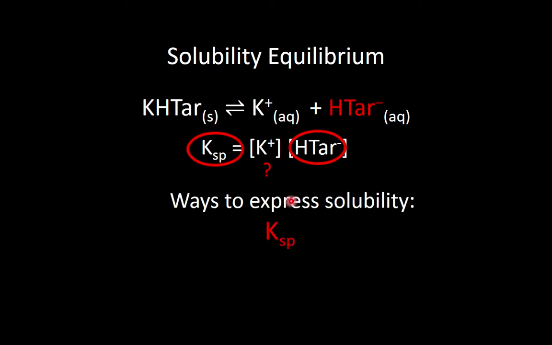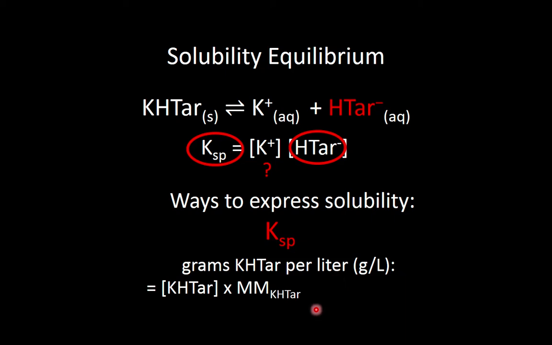So that's one way to represent solubility product constant. So you're going to calculate that to determine solubility, and we're also going to calculate solubility in a different unit. Another way to show it is in terms of grams of this KHTar solid that dissolve per liter of solution. The way we can calculate that is we start with the concentration of KHTar. Well, how do we know that? We know the concentration of HTar, we know the concentration of K plus. Again, everything's in a 1-to-1 mole ratio, so everything's in a 1-to-1 molarity ratio.